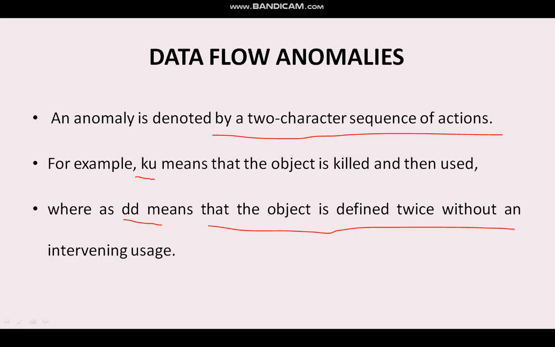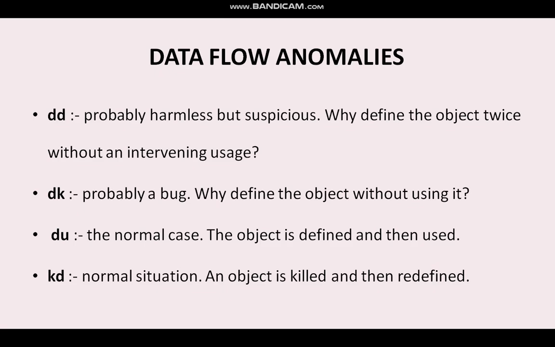Apart from this, we have multiple data flow anomalies, which we are going to see now. The first one is DD. So what is DD here? DD is nothing but defined and defined. Once defined, there is no need to define again. So it is one kind of suspicious situation. Sometimes it leads to bugs. Define can be done only once, but not twice. So why define the object twice without an intervening usage? This is one kind of suspicious or buggy situation.